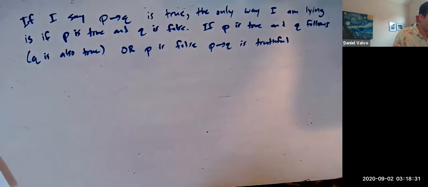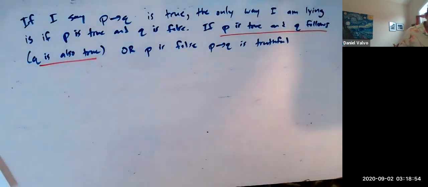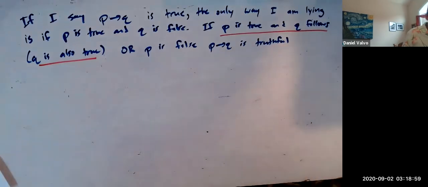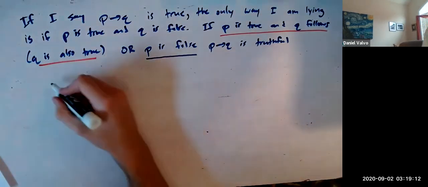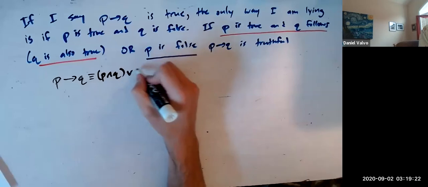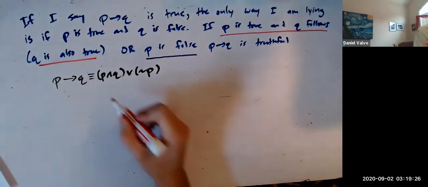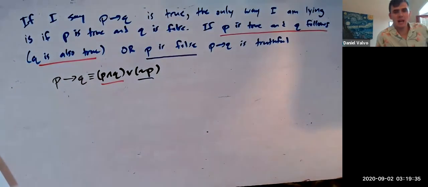But then think about this. This leads us to a very interesting observation. If P is true and Q is true, or P is false, then we say P implies Q is truthful. So it looks like P implies Q is exactly equivalent to (P and Q) or not P, right? P and Q is just saying P is true and Q follows. And then we have or not P, which is the same thing as saying P is false. Not P true is the same as P being false.